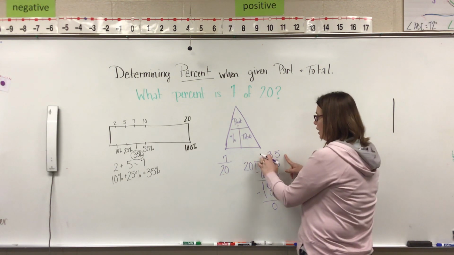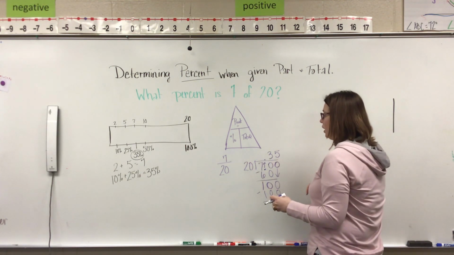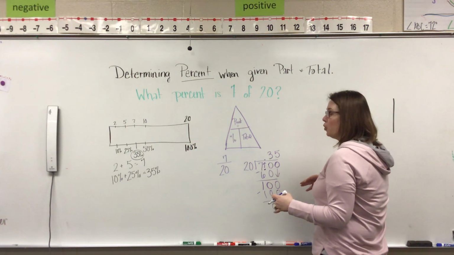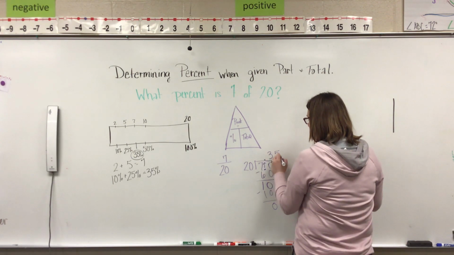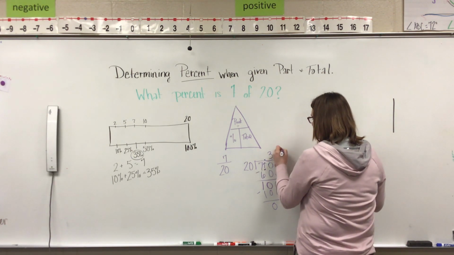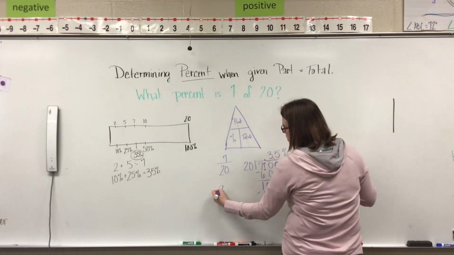This is going to fall back into Monday, whenever we are finding equivalent forms of decimals and fractions. So I just move it back 1, 2 places and make it a percent sign. So I have 35%.